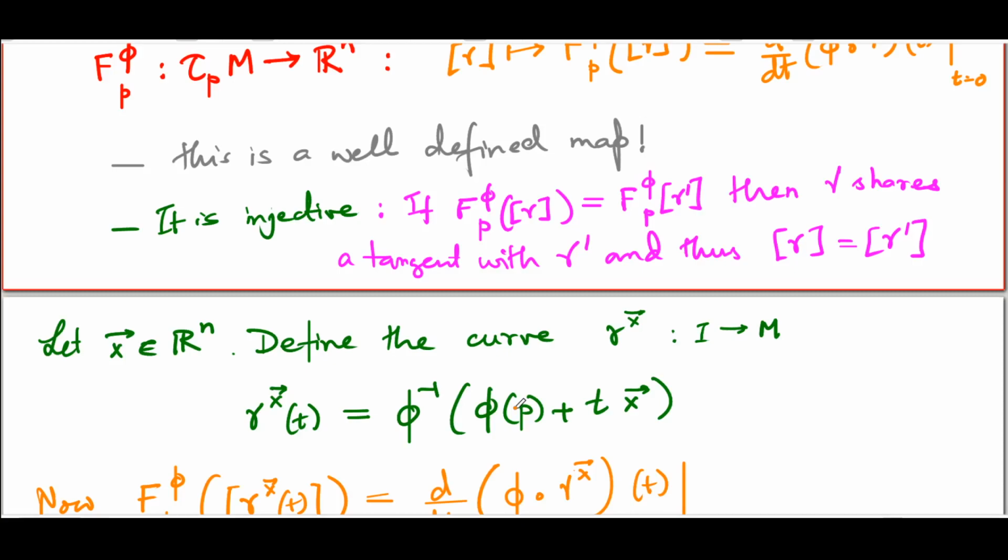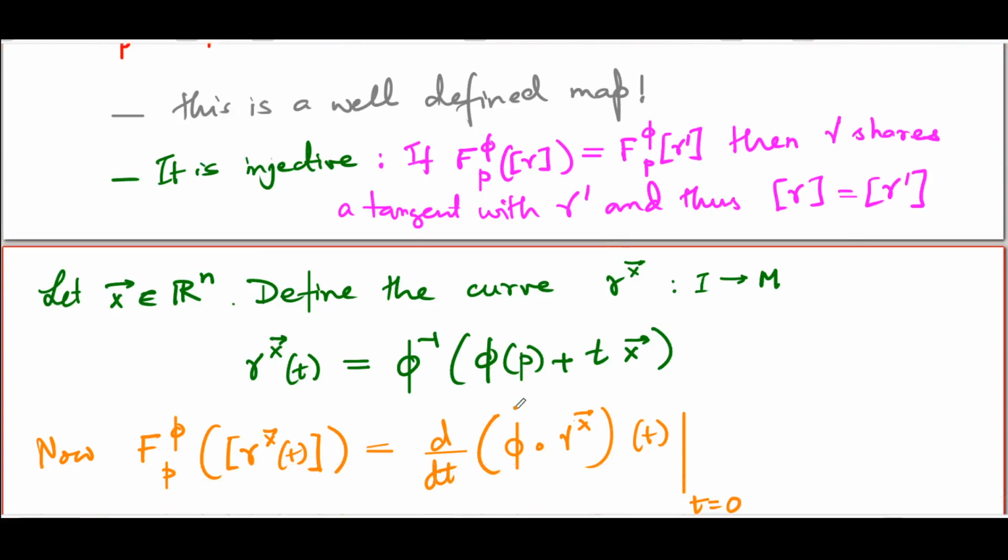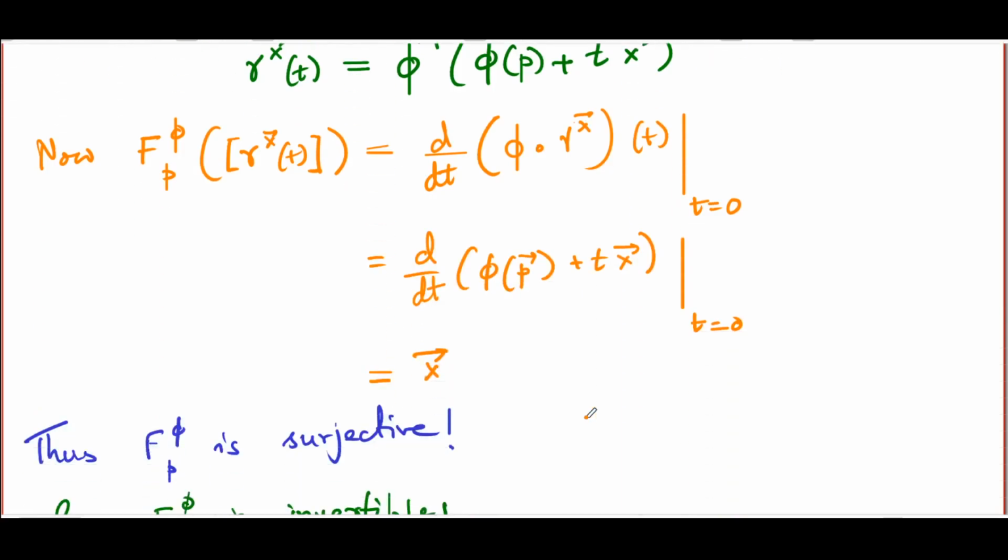But it's also very easy to check that if we were to apply f phi p on this particular curve, or rather on that equivalence class which contains this curve, then the result is of course d/dt of phi composed with gamma x acting on t. Now if you compose phi with gamma x and apply the result on t, what you get is phi p plus tx. And the derivative of that with respect to t is simply the vector x. In other words, no matter what x you choose, you can find some equivalence class of curves which, acted upon by f phi p, will return the x that you are looking for.